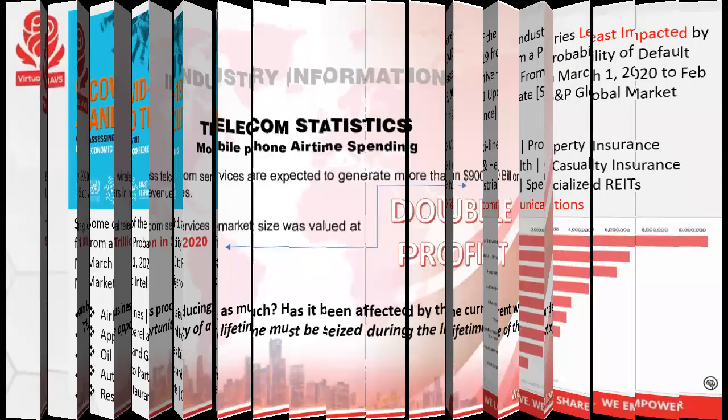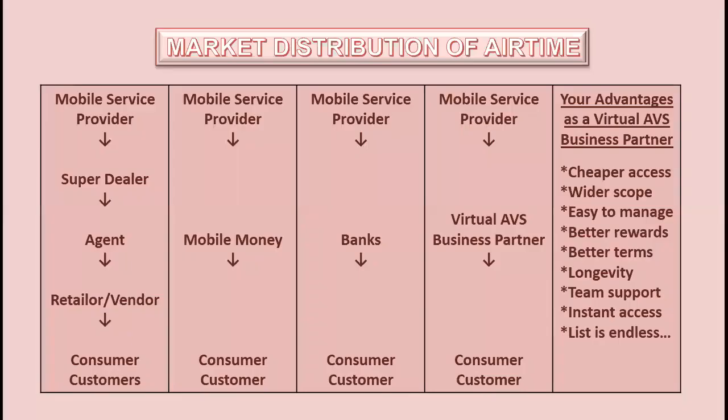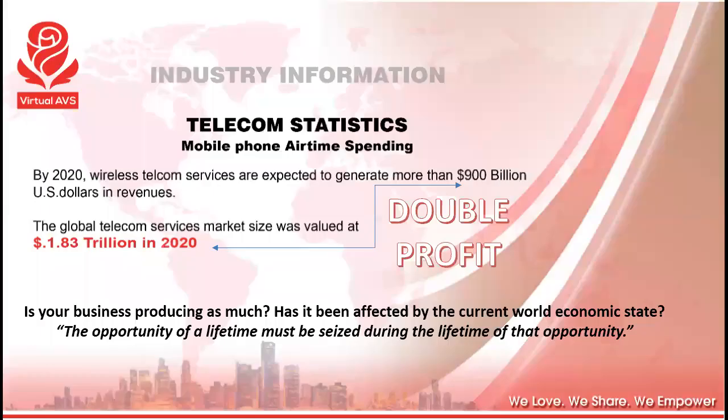So with this in mind, think about the kind of money that was generated, as statistics show. The telecommunication statistics indicate that just in 2020, right in the middle of COVID, as you can see, the profit soared to double, from 900 billion to 1.83 trillion. 900 billion was just a projection, but as you can see there, think about what the figures will indicate maybe in 2021.